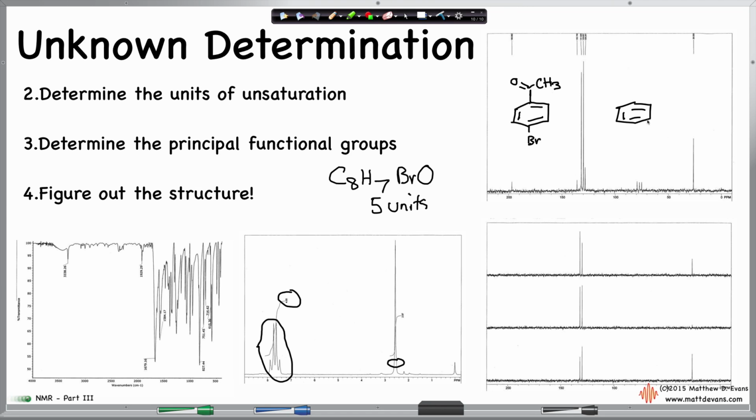Meta would be Br here, and the other group here. How many total signals would that be? I think that's going to give us 6 signals: 1, 2, 3, 4, 5, 6. So this can't be it. What about the ortho? That was the meta. Here's the ortho.